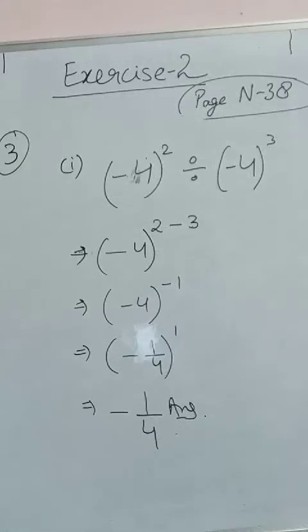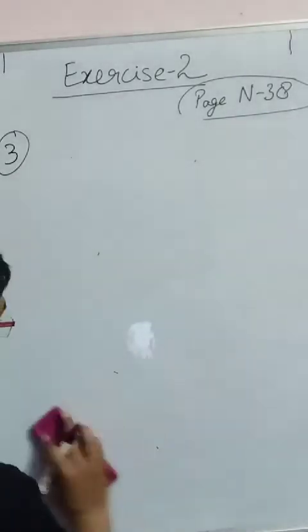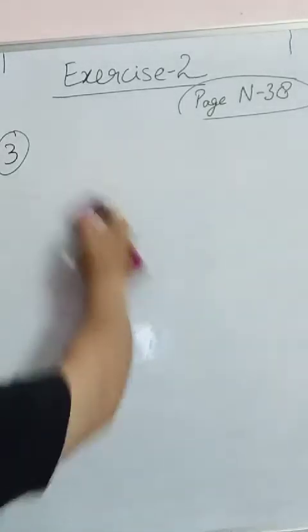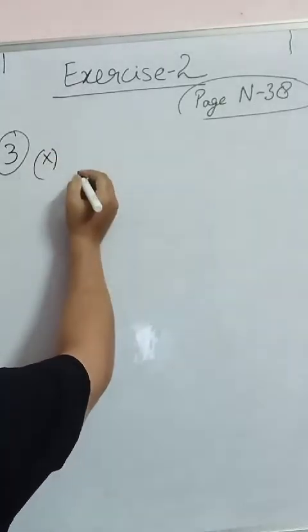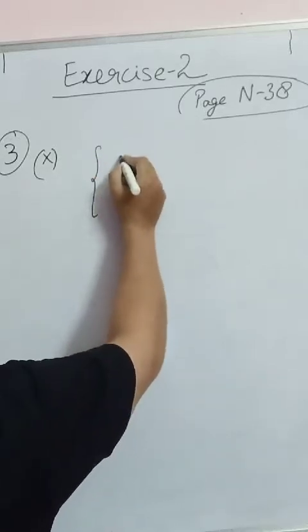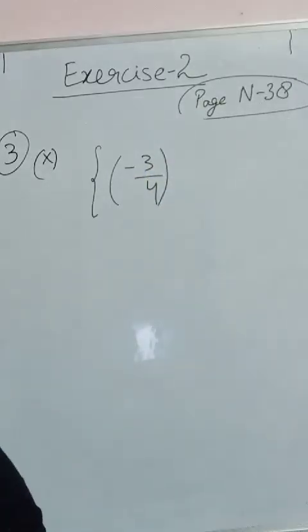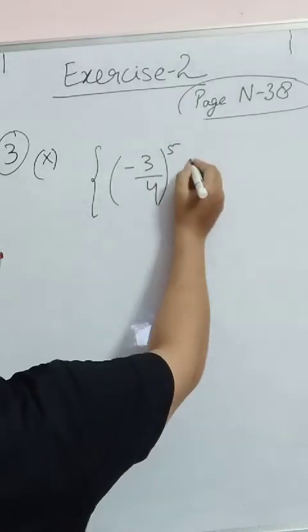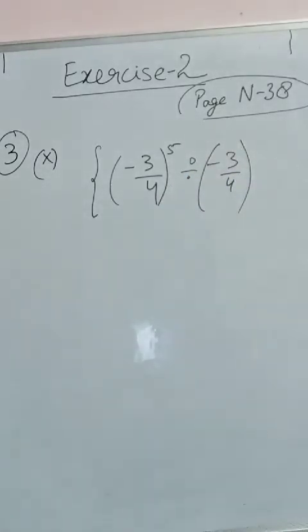In the same manner, I am going to attempt the last part of this question. That is the 10th part of question number 3. So let us see the 10th part quickly. And let us write it. The 10th part of question number 3. We have a curly bracket, inside which we have a fraction minus 3 upon 4, which is raised to the power 5, and it is getting divided by minus 3 by 4. Again the base remains the same, and the power is minus 2.